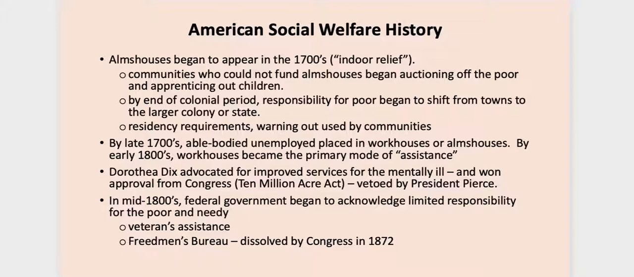But Pierce's veto really held sway. That was sort of the character of the federal approach to social welfare, with a couple of exceptions, well into the 20th century, except again for a few exceptions, which I mention here. One of them is Veterans Assistance and the Freedmen's Bureau, which was set up to help the African Americans who had been slaves and were given their freedom after the Civil War.